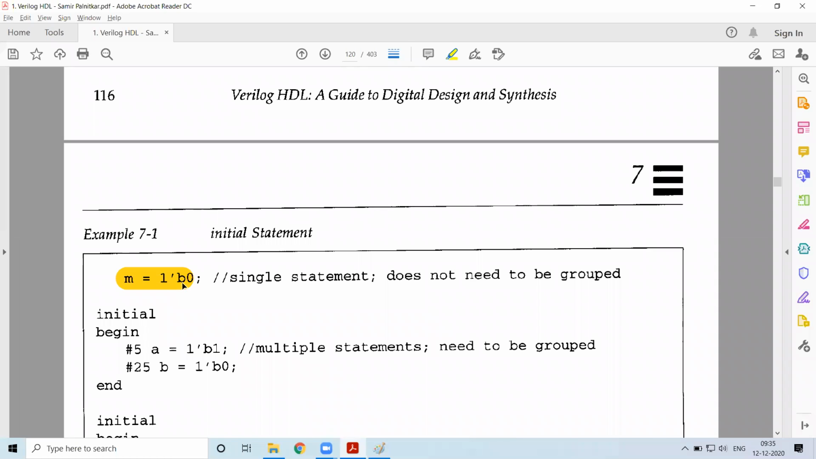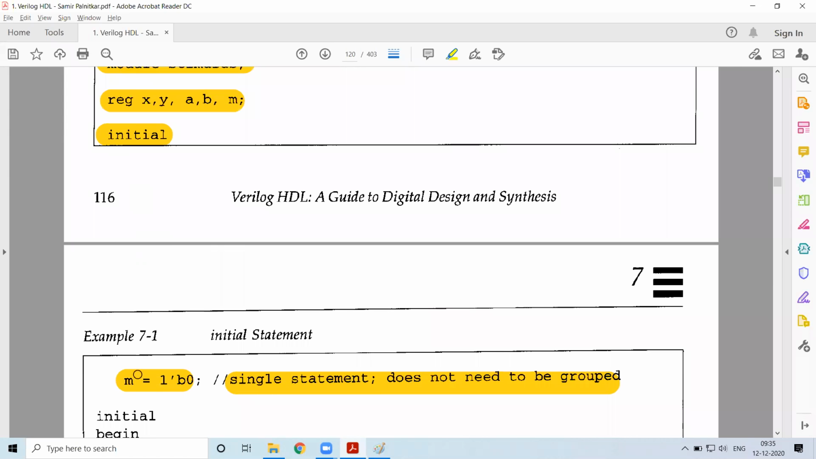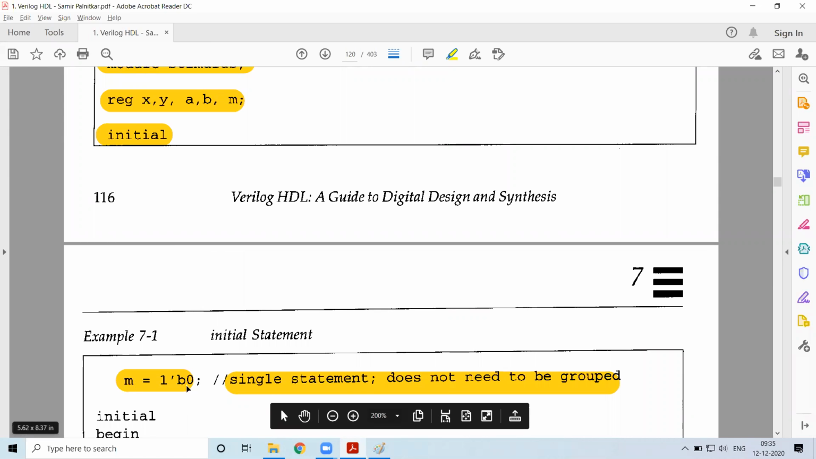So it is in bits, it is in binary, and this one represents the value. Since it is only 1 bit, it can be either 0 or 1. In this case, m is assigned the value of 0. That is, logical 0, or bit 0, is assigned to m. This is just a single statement, so there is no need for begin and end, and this statement belongs to this initial block.